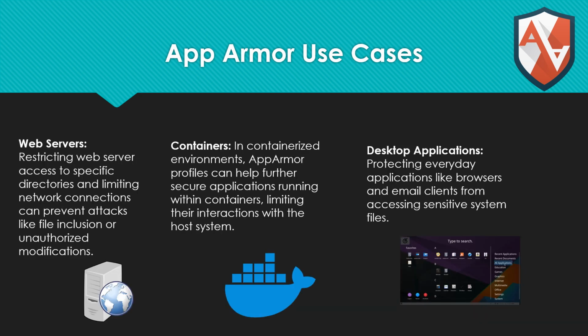AppArmor use cases. Web servers. Restricting web server access to specific directories and limiting network connections can prevent attacks like file inclusion and unauthorized modifications. Containers. In containerization environments, AppArmor profiles can help further secure applications running within containers, limiting their interaction with the host system. Desktop applications. Protecting everyday applications like browsers and email clients from accessing sensitive system files.